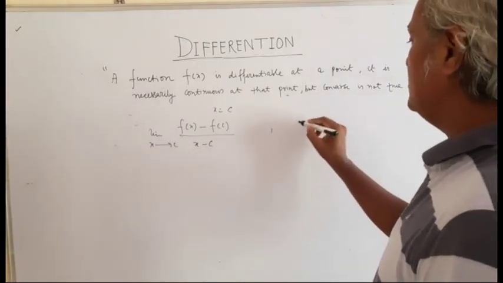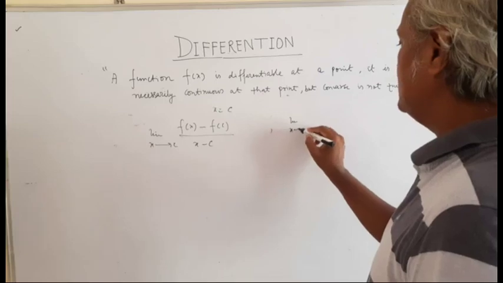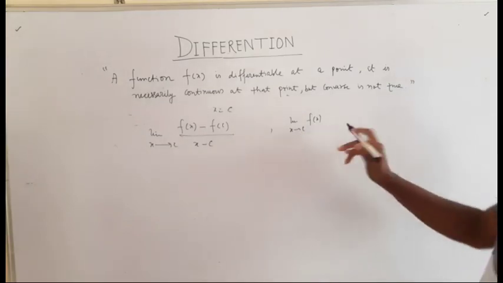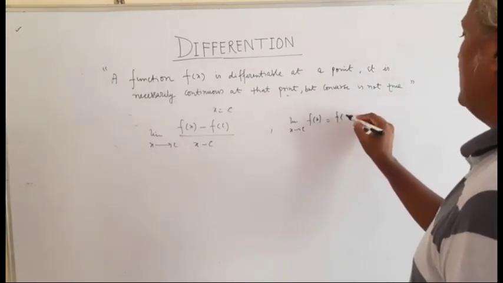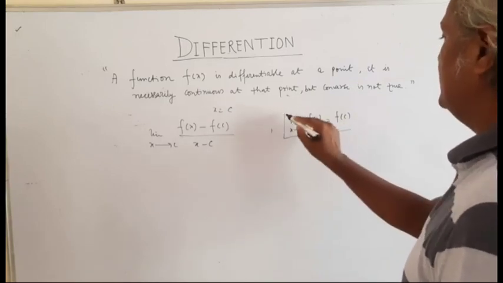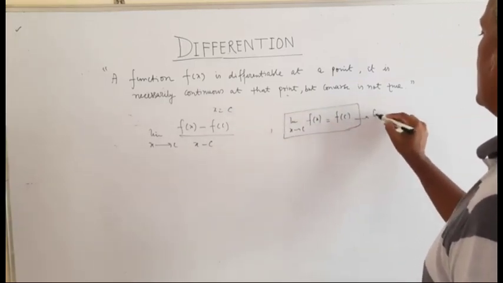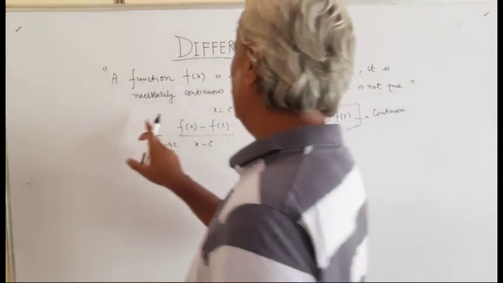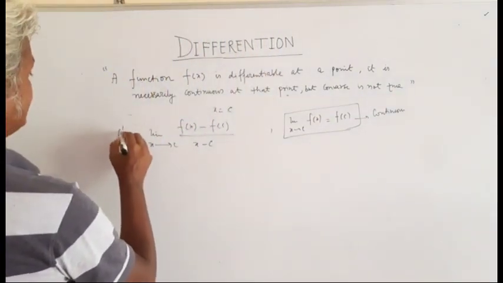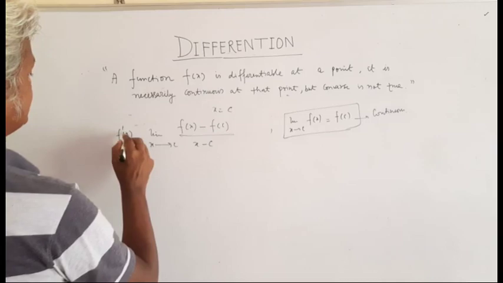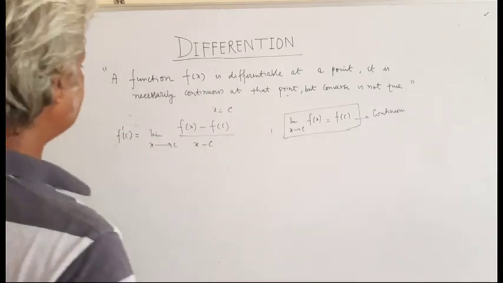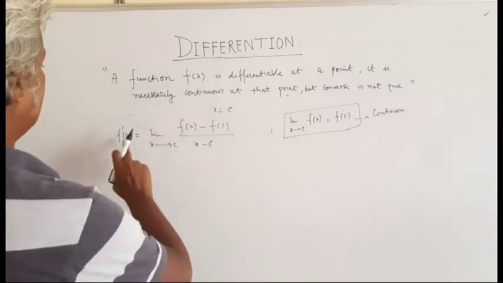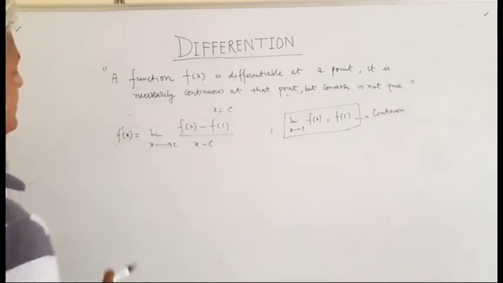And for continuity, it goes like this: the limit as x tends to c of f(x), meaning the limit of the function at the point x equal to c, should be equal to the value of the function itself at that very same point. If this is true, then it is called continuous, and if the earlier limit exists, then it is called differentiable. So we write this as f dash c. Now here, I had better write f dash at c. It makes more sense.